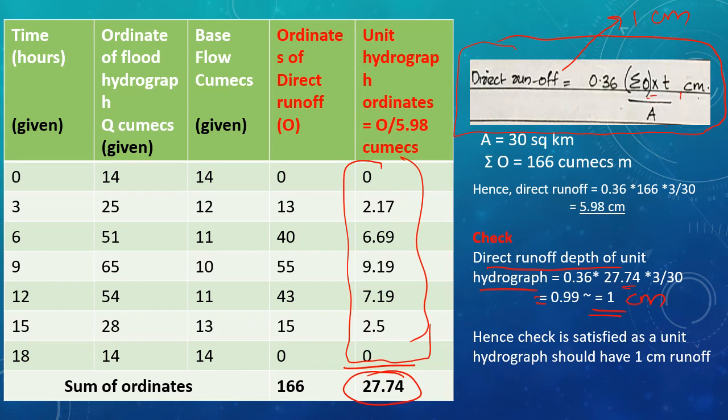Simply separate the base flow from the flood hydrograph, then find out the direct runoff depth and divide the direct runoff ordinates by the direct runoff depth to obtain the unit hydrograph ordinates.